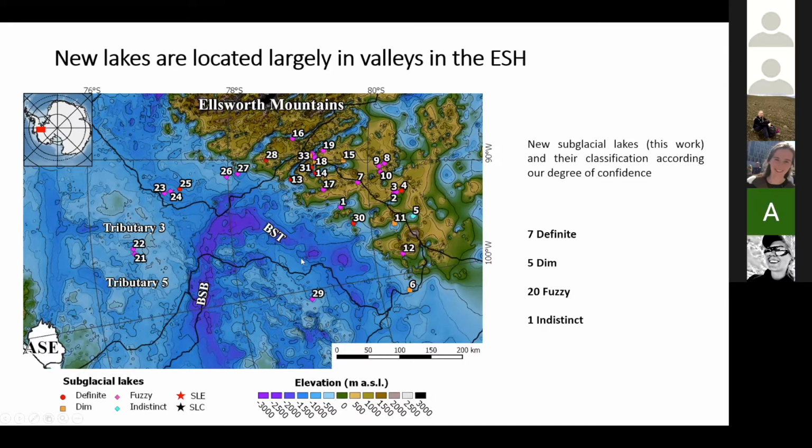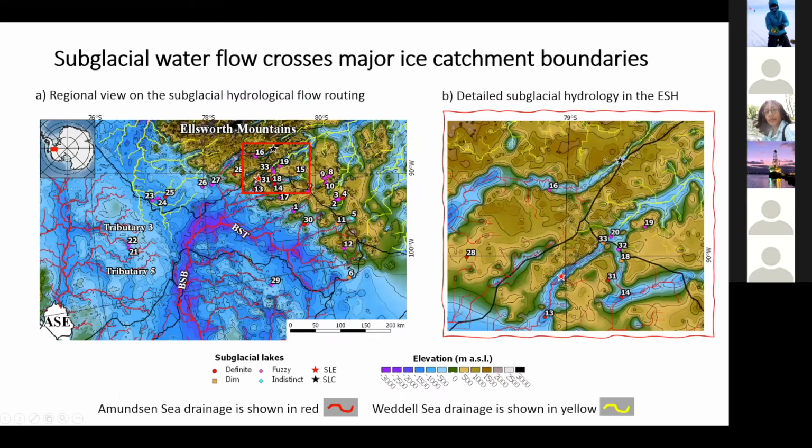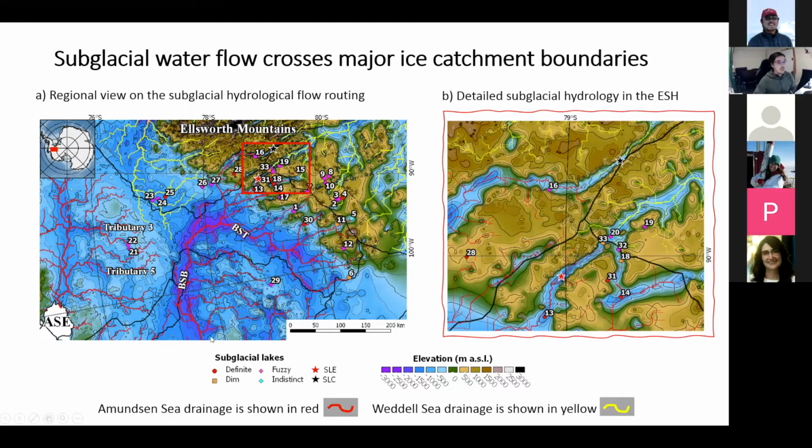So this is the subglacial drainage, and basically the red lines are showing the flow routing toward Amundsen Sea, and the yellow lines are showing the flow toward Weddell Sea. And as we can see in the figure, most of the subglacial lakes are draining toward the Amundsen Sea, crossing the ice catchment of Radford Ice Stream, Pine Island Glacier, and Thwaite Glacier.